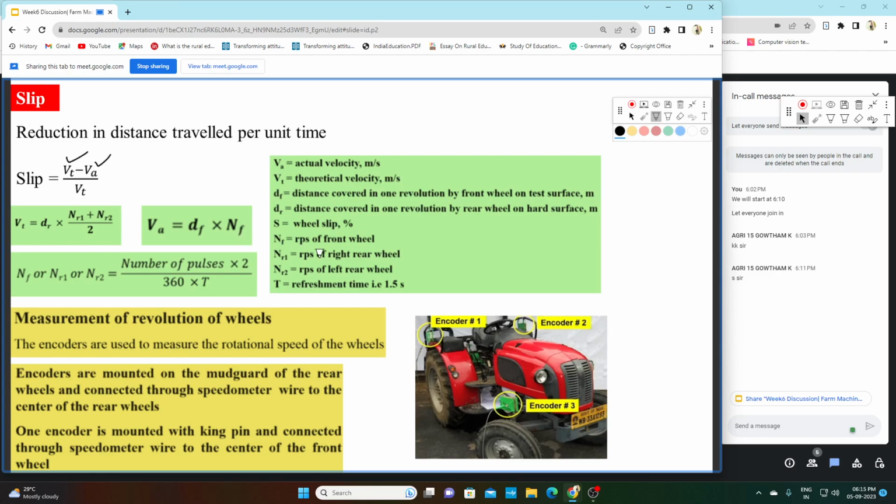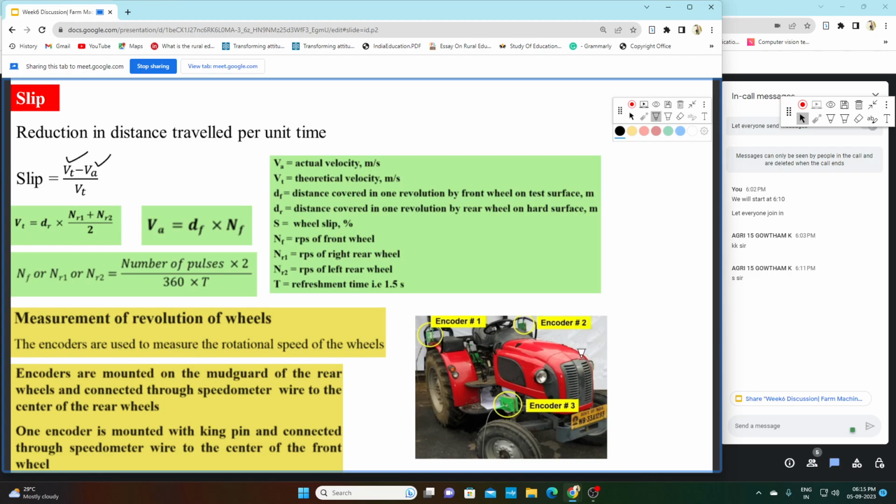Actually, for measuring the velocity, the sensor or instrument that we use is known as an encoder. You can see these are the encoders in the diagram. So we are using three encoders to measure slip. One encoder we are putting on the mudguard of the front wheel, and the next two encoders we are putting on the mudguard of the rear wheel. Now the question is why we are putting three encoders and not four or two.